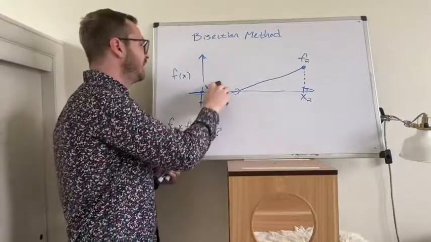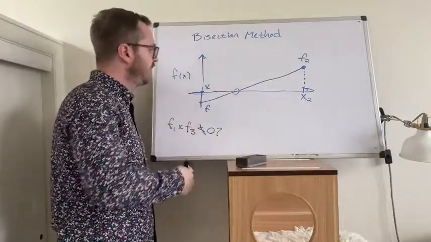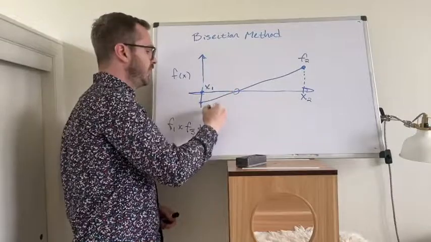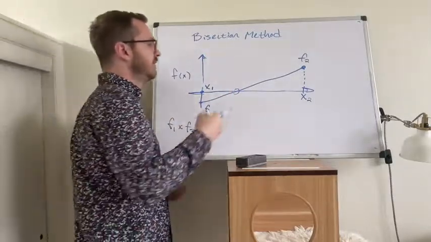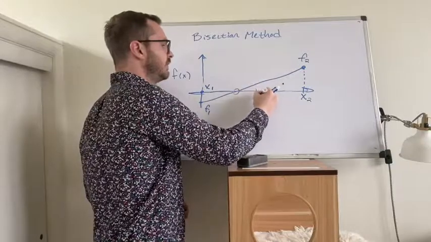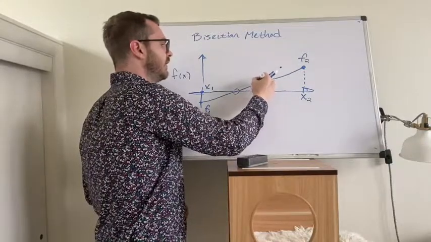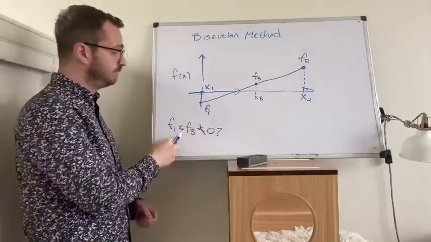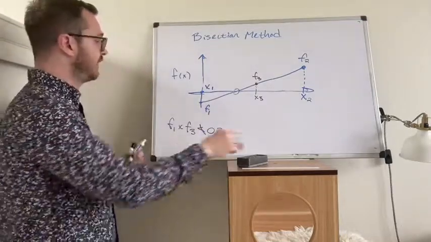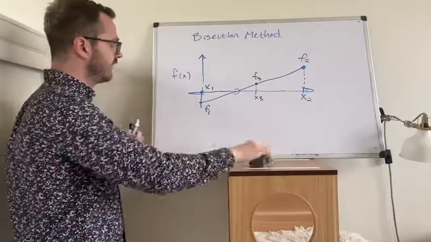Okay, this time let the 3's become the new 1's. There you go. Bisect the interval. Here is x3. Here is f3. So, what's going to happen? Again, you apply this criteria right here. You check for a sign change.